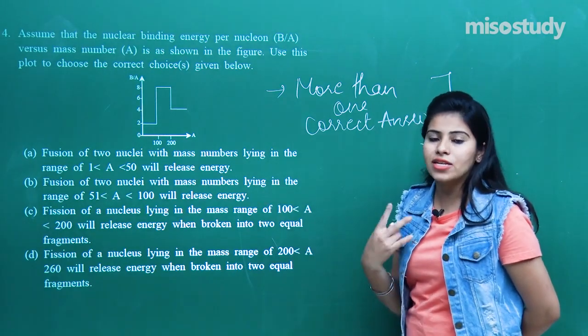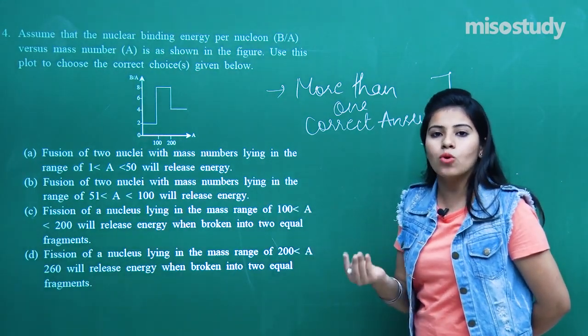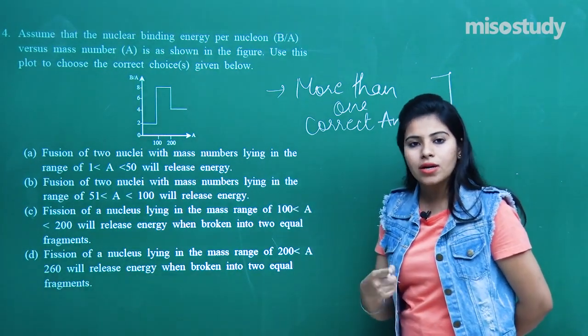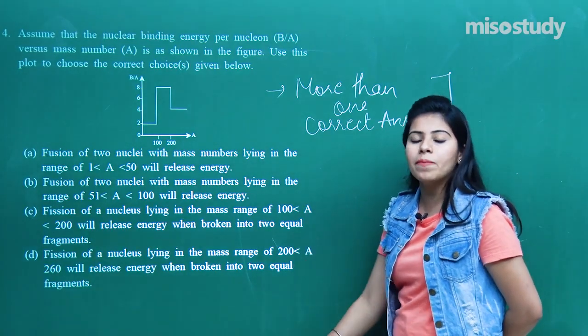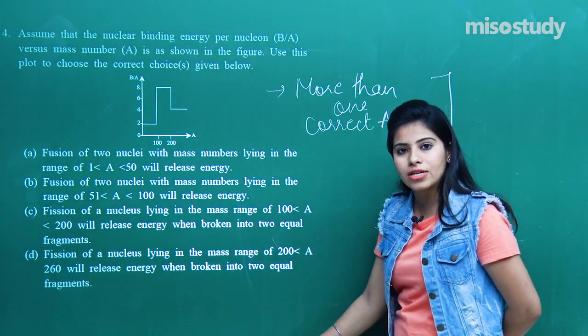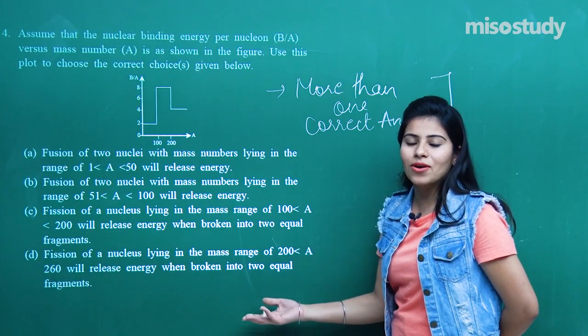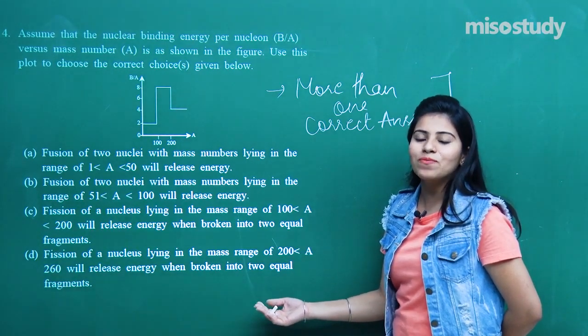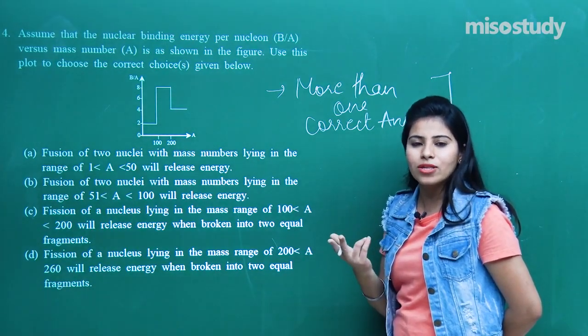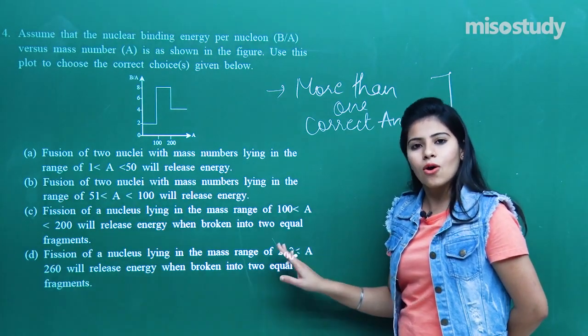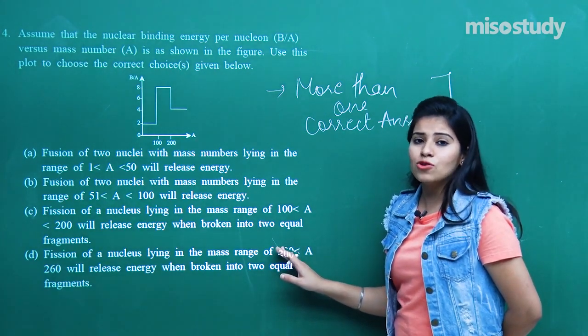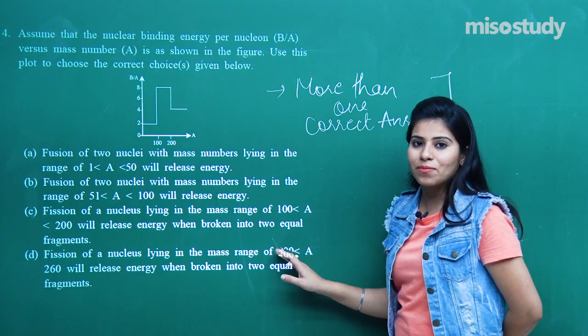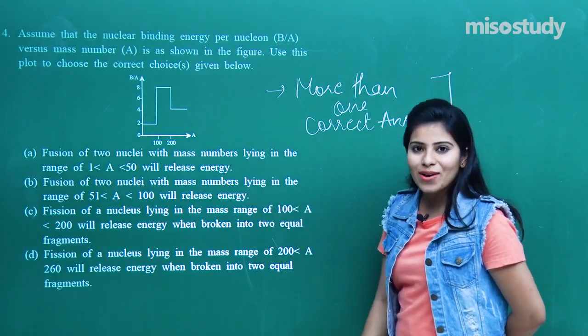We have to choose any 2, or maybe it can be more than 2, maybe it can be 1, maybe it can be 3, or maybe all the options are correct or all the options are wrong. But definitely all the options cannot be wrong, because we have to choose more than one correct answer. So that means all options can be correct, but there is no possibility that all the options can be wrong. So we will begin with the question now.